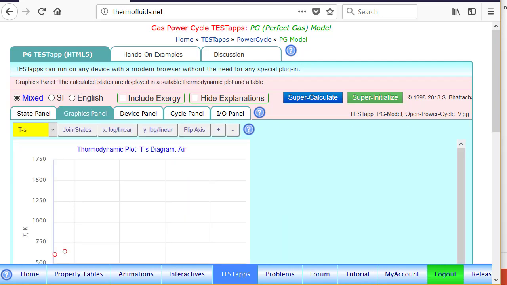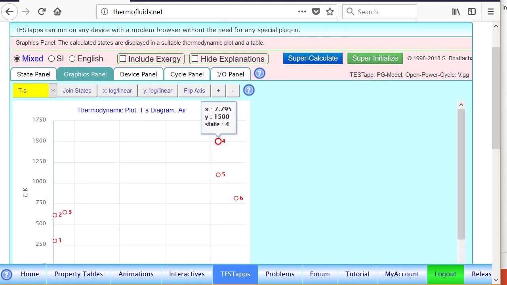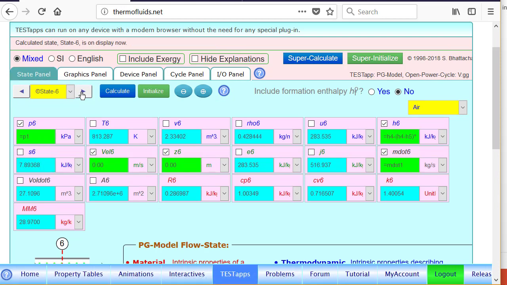You can go to the graphic panel to make sure state 5 should be a little bit higher than 6 right now. Yes, so let's correct state 6. State 6 should have the same pressure as state 5, but enthalpy is going to be different.